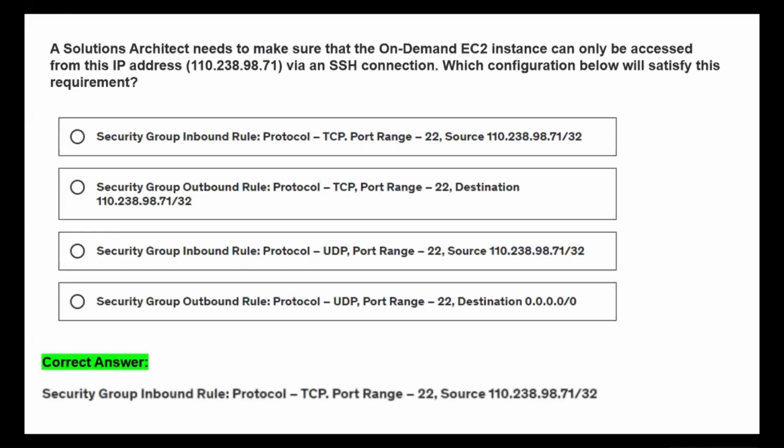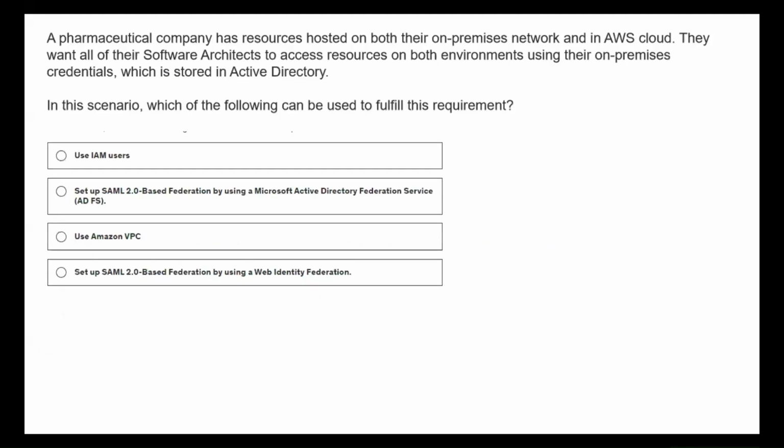So you can see this is the correct answer. We are going to put an inbound rule with the protocol TCP and the source will be the IP address /32. Basically, /32 is a mask which represents one IP address. This is the correct answer. Let's go with our next question.